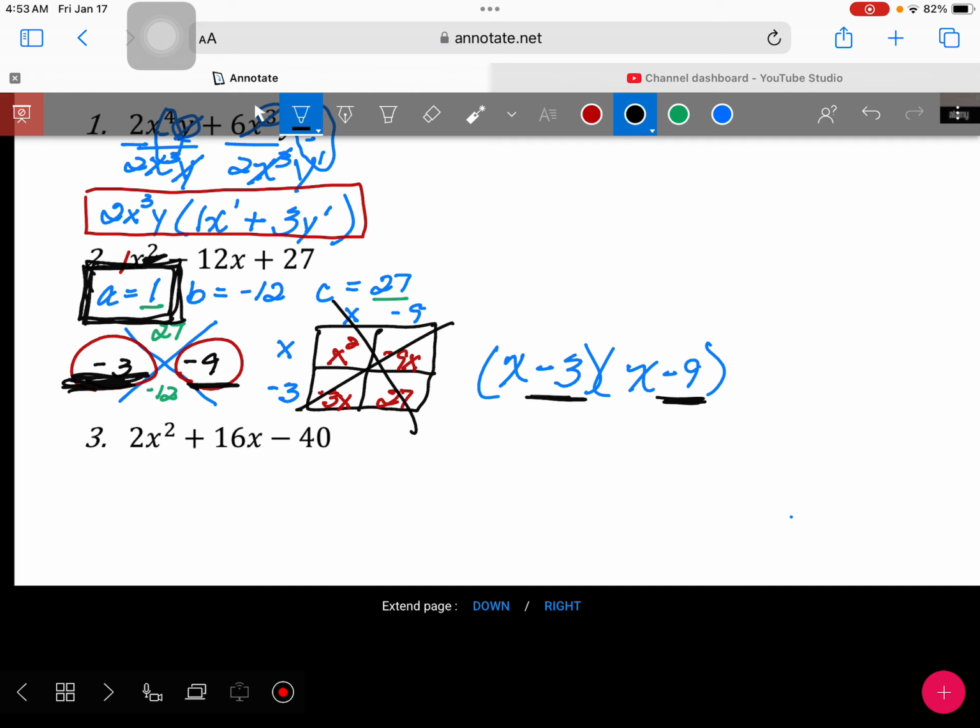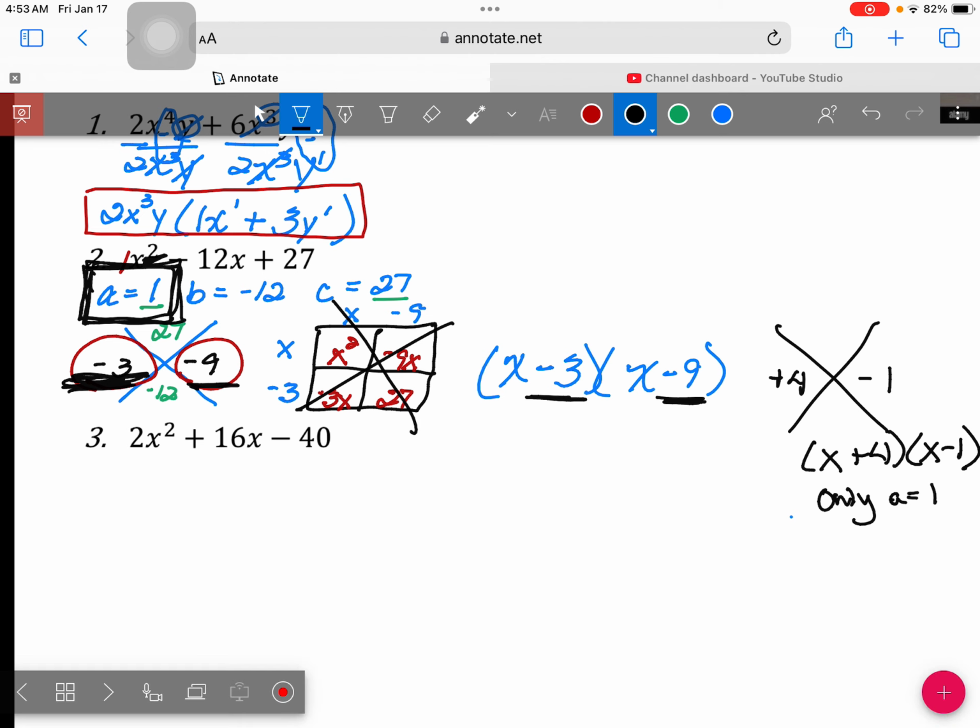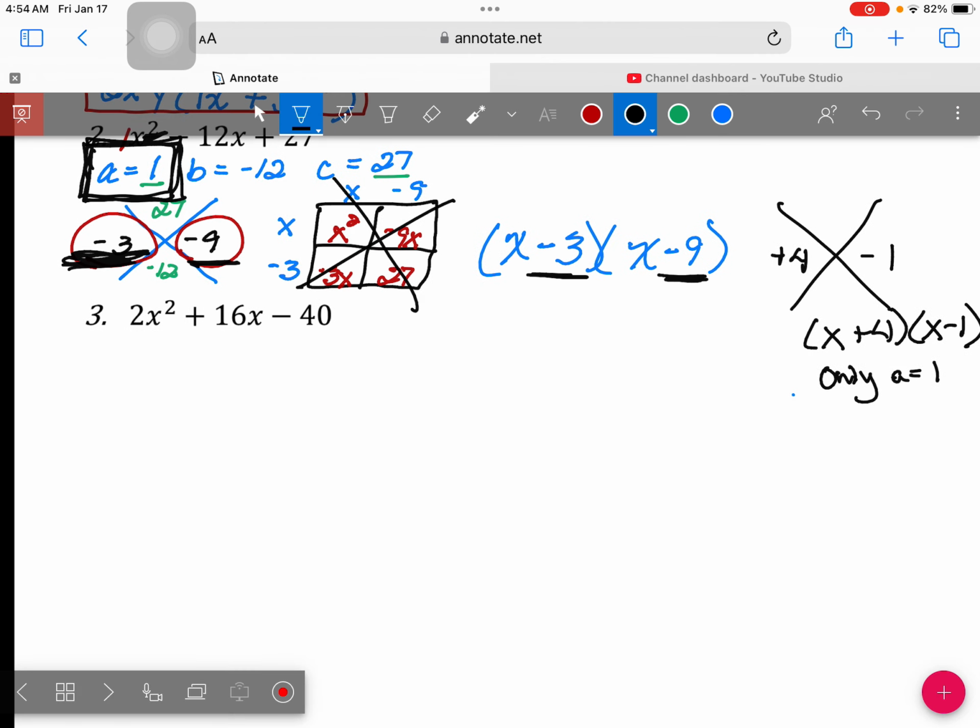So you would just say x minus 3 times the quantity x minus 9. If you had something like this, and a was equal to 1, and you ended up with a positive 4 and a negative 1, then that would be x plus 4 and x minus 1. But that is only if a is equal to 1. If a is equal to some other value, then it's not going to work that way. But I wanted to show you that little shortcut.